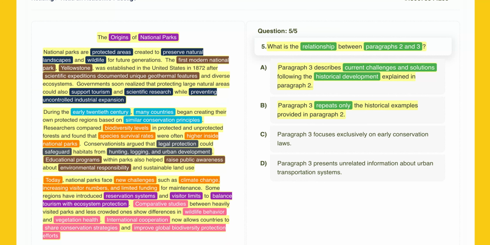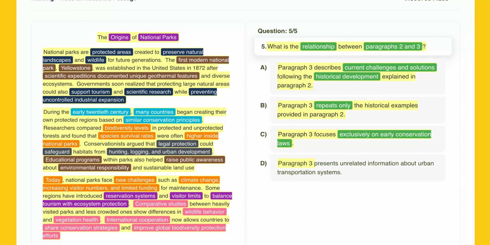Now, let's take a closer look at option C. Paragraph 3 focuses exclusively on early conservation laws. Option C says paragraph 3 focuses exclusively on early conservation laws. This describes paragraph 2, or the past, not paragraph 3, which starts with today. Therefore, this is incorrect.